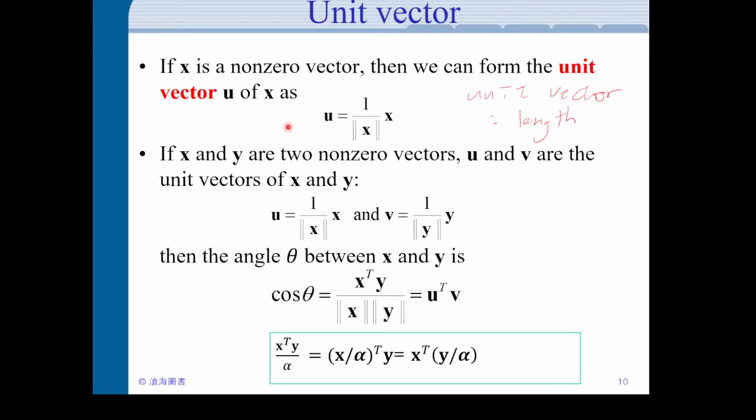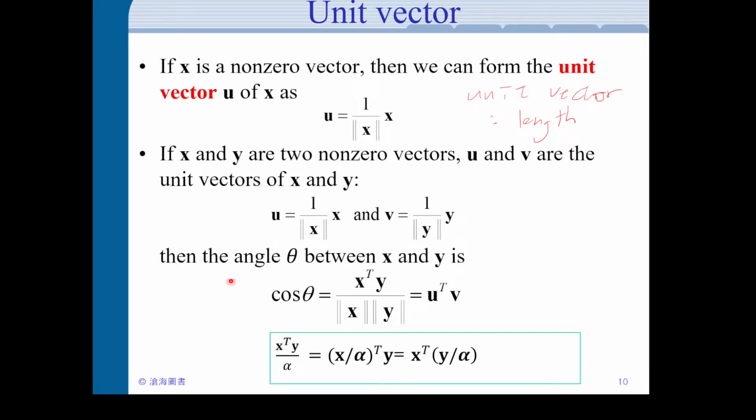There are a whole bunch of nice expressions we can write with unit vectors. So we can use unit vectors to express this cosine theta between vector x and vector y a little nicer. So we have two vectors x and y. We can calculate the corresponding unit vectors. So for x we can calculate the unit vector u, and for y we can calculate the unit vector v.